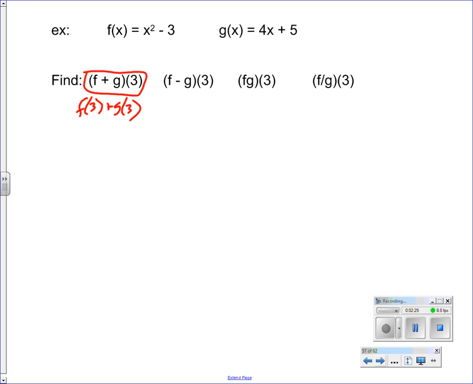I would plug 3 into my f function, which is x squared minus 3, so it would be 3 squared minus 3. Plug 3 into my g function, which is 4x plus 5, so it would be 4 times 3 plus 5. And we're just simplifying, doing the arithmetic. 9 minus 3 plus 12 plus 5. So f of 3 is 6. g of 3 is 17. So f plus g of 3 is 23.